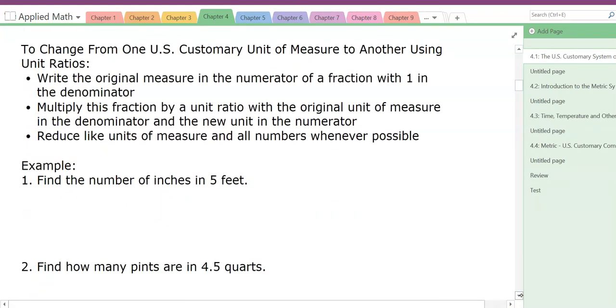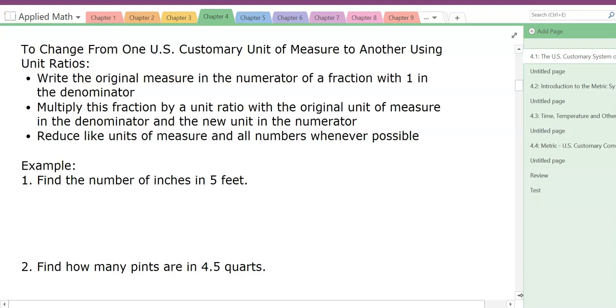All right, if we are trying to change from one U.S. customary unit to another using unit ratios, this is when you do a little bit of your dimensional analysis, but it may not be huge problems. You might just have to do one simple operation to change it. Some of the steps you can follow, especially if you're not sure where to start: write the original measure in the numerator of a fraction and then put a 1 in the denominator. Then multiply this fraction by your unit ratio, like what we just wrote, and then reduce it.